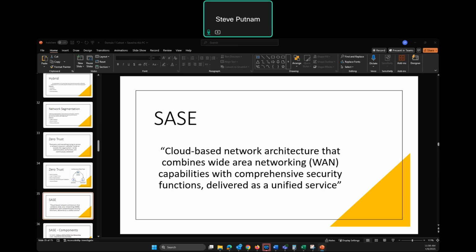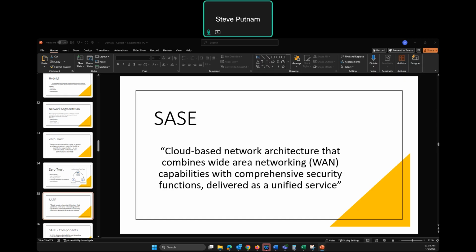Now, in a traditional model, networking and security were handled by separate, often disjointed tools and services. Network security was enforced primarily at the perimeter. Not a lot going on internally. They did that with firewalls, IPSs, VPNs. However, with the rise of cloud and remote work, this perimeter has dissolved. It's just gone. There is no perimeter anymore because it's not on-prem.